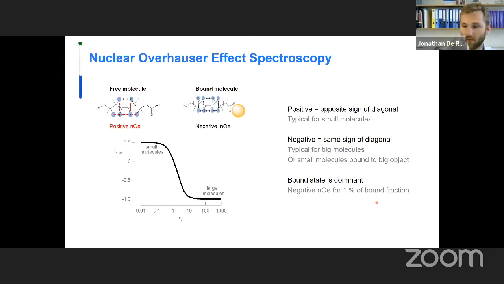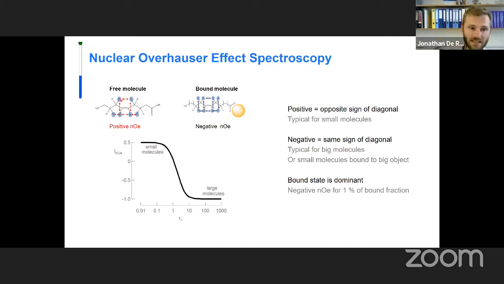On to the next NMR technique. This one is a bit too complex to explain the theory behind right now. But basically, the nuclei of protons interact with each other not only through bonds, but also through space. And this is called the nuclear Overhauser effect.